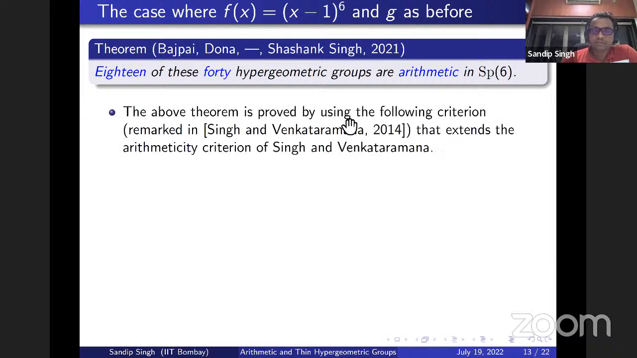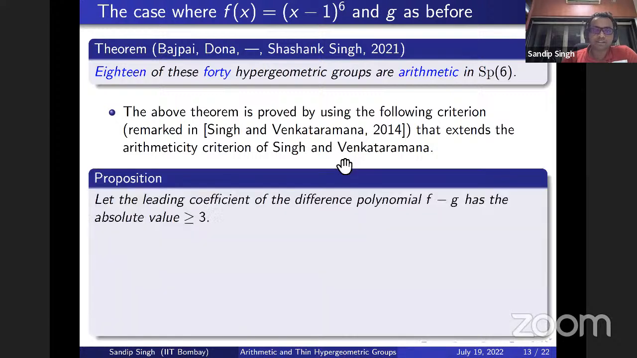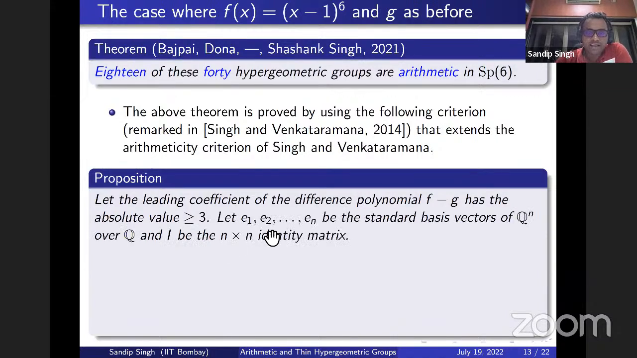And the above theorem is proved by using the following criterion, already remarked in Singh and Venkataramana, that extends their arithmeticity criterion. So here is the criterion. Let the leading coefficient of the difference polynomial f minus g have absolute value greater or equal to 3, and let e1, e2, ..., en be the standard basis vectors in Q^n over Q, and I be the n cross n identity matrix.